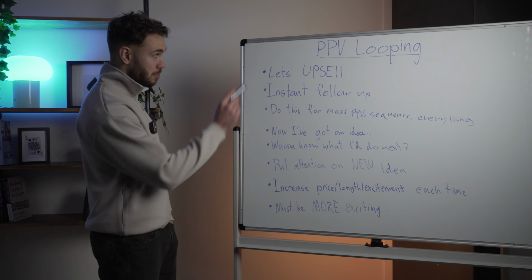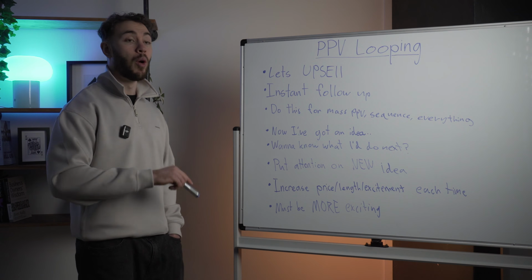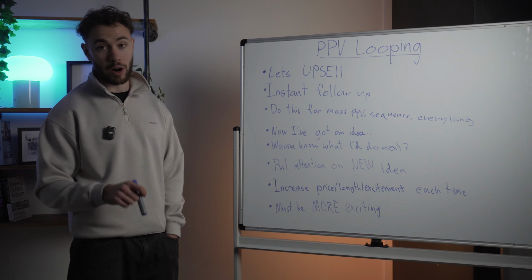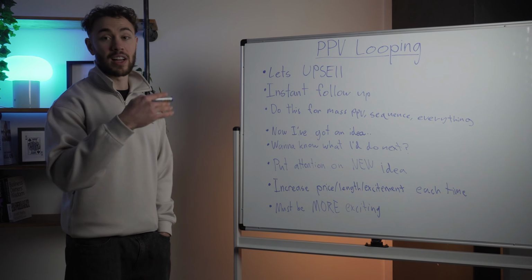If you want to do pay-per-view looping, which is what this is, where you keep on selling them more, there needs to always be something more exciting. That's why it's so important to make a plan of what you're going to sell, but not only what you sell now, what you're going to sell after that, and what you're going to sell after that.